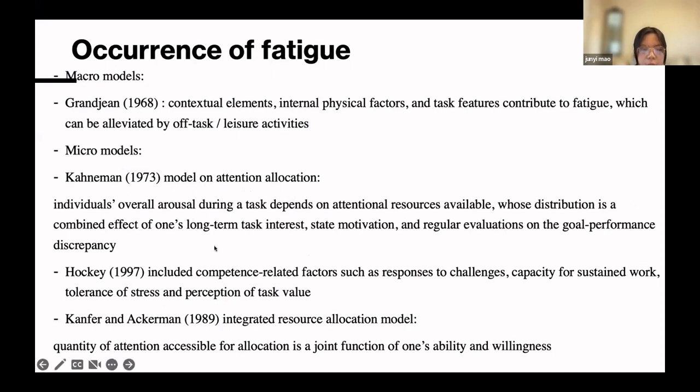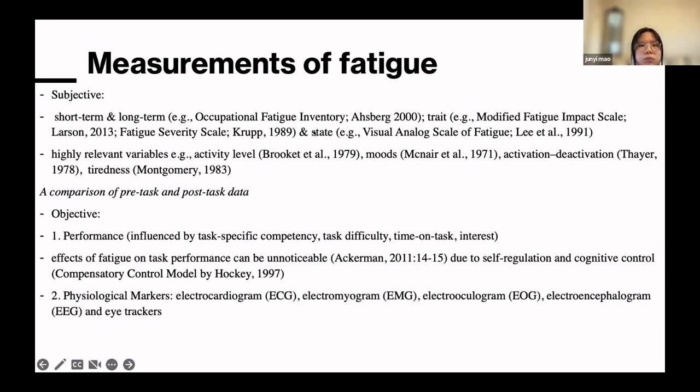Hockey furthered this model by including competency-related factors such as response to challenges, capacity for sustained work, tolerance of stress, and the perception of task value. On the other hand, Kanfer and Ackerman came up with the integrated resource allocation model. They believe the quality of attention allocation is a joint function of one's ability and willingness, in other words, motivation.